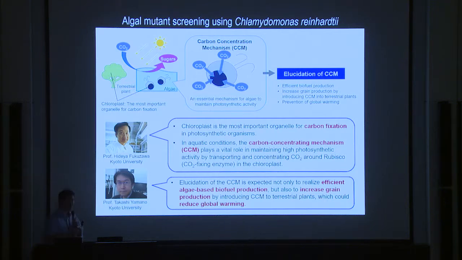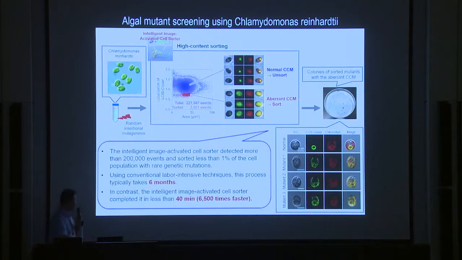It's very difficult to study this because it's very difficult to isolate especially unique Chlamydomonas mutants. So we use this technology to isolate those unique cells. So we basically start with Chlamydomonas cells with random mutagenesis to create a diverse pool of mutants, and we isolated about 1% of those mutants that have very strange CCM, carbon concentration mechanism.